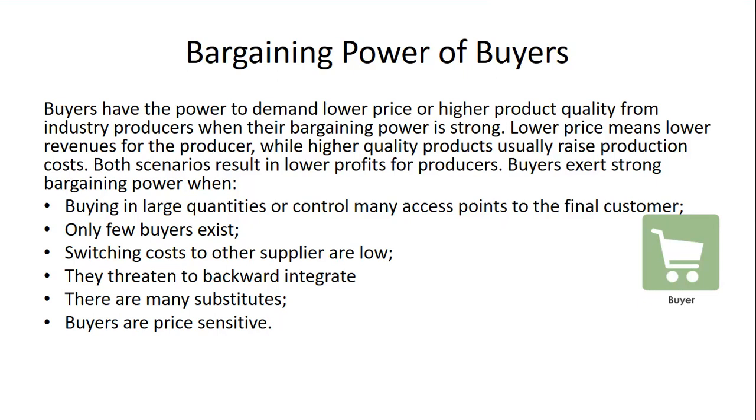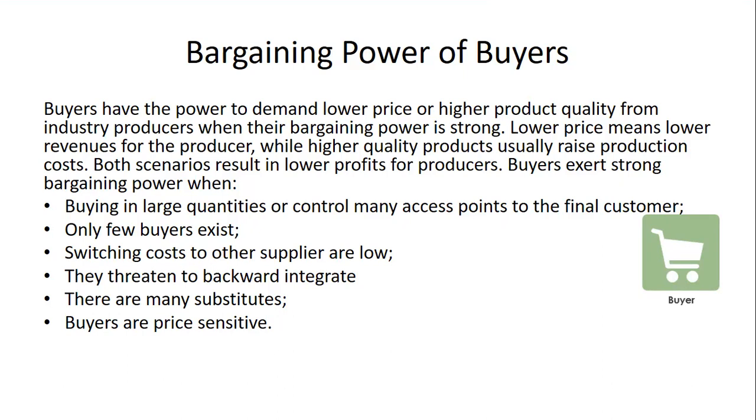Yes, lower price means lower revenue for the producer, while higher quality products raise production cost. So basically the scenario results in low profit. Now, the buyers' strong bargaining power can be exhibited in which of the options? Buying a large quantity or controlling the access points, only a few buyers exist. Switching cost is definitely low.